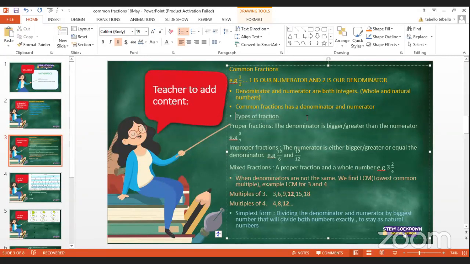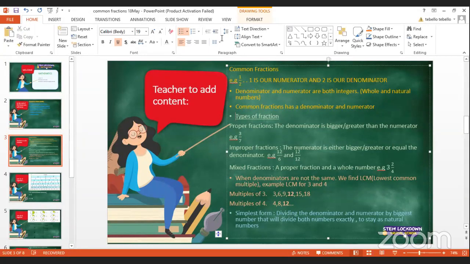All right. So types of fractions. We'll be dealing with 3 types of fractions. The first one will be proper fractions. On proper fractions, the denominator is bigger than the numerator, meaning that you see this 7 is our denominator and it's bigger than our numerator, which is 3.